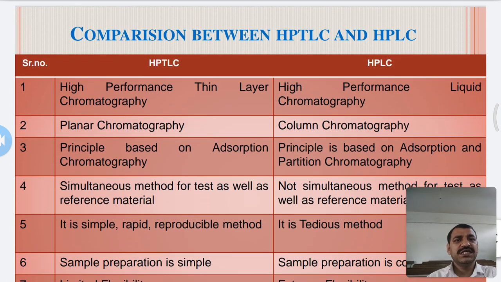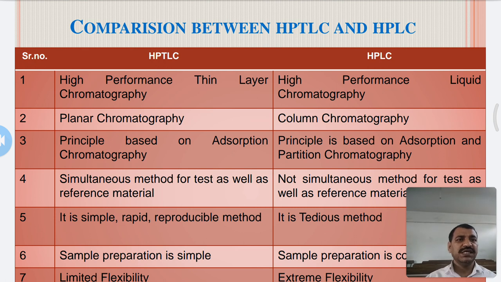Here we represent the comparison between HPTLC and HPLC, that is, high performance thin layer chromatography and HPLC. High performance thin layer chromatography is planar chromatography and HPLC is column chromatography. The principle of HPTLC is adsorption chromatography, while HPLC is based on adsorption as well as partition chromatography. So this is the most important difference.